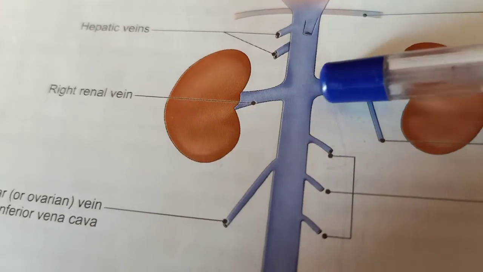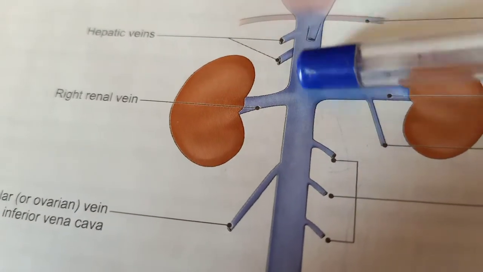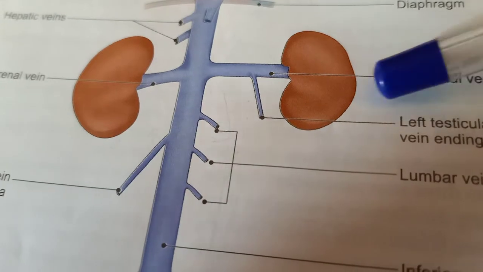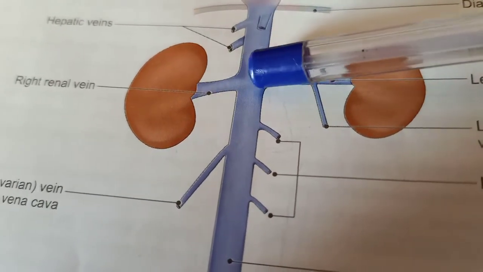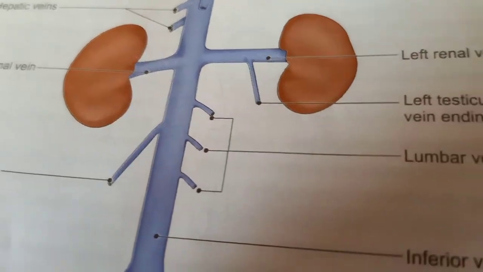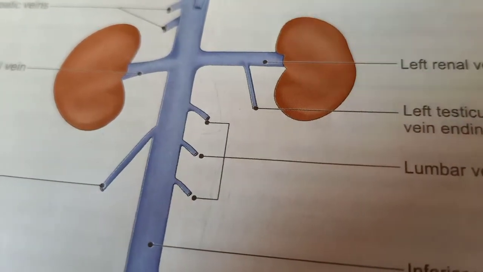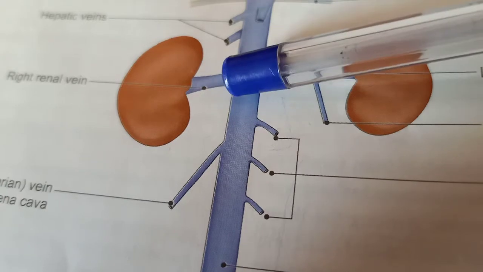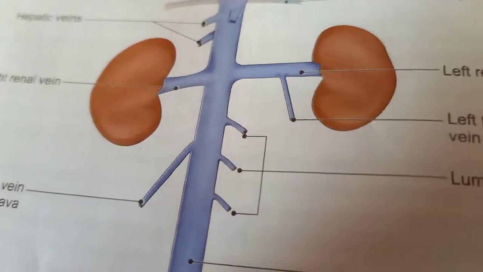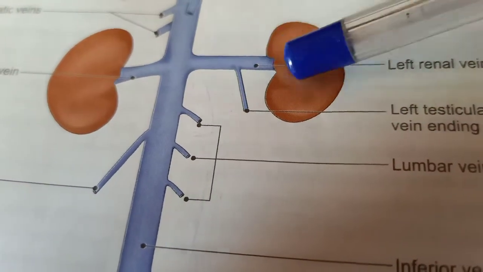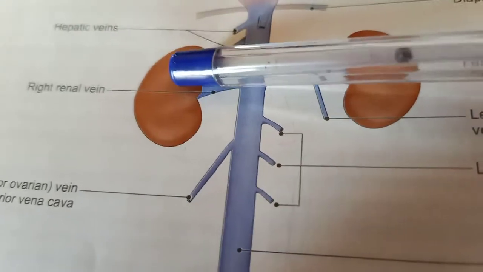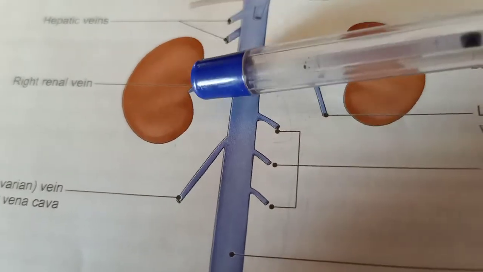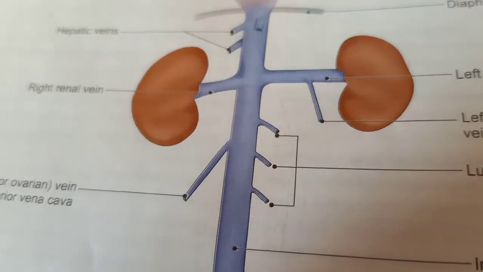The right renal vein opens directly into the IVC, and the left renal vein also directly opens into the IVC. The right renal vein is shorter as compared to the left renal vein. You can see here, the right renal vein is 2.5 centimeter and the left renal vein is longer, 7.5 centimeter, because it has to cross the midline and reach the right side. So this is shorter, this is longer.